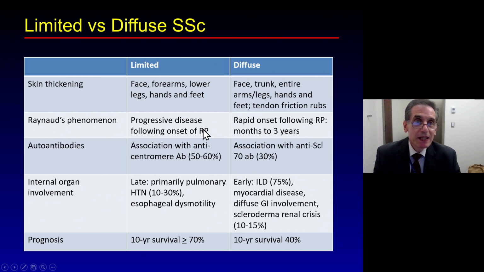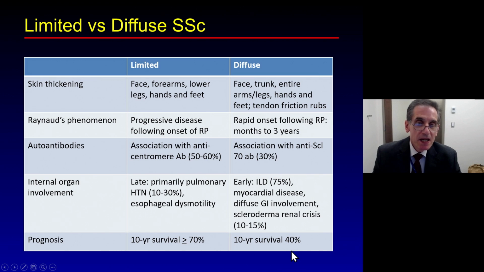Remember, the difference between limited and diffuse scleroderma is that the skin thickening is typically in limited disease in the face and the forearms and the lower legs, and in diffuse, it's in the face and trunk, and the entire arms and the entire legs. It's important to recognize that diffuse disease is more highly associated with lung disease, and limited disease is more associated with pulmonary hypertension. However, there is overlap between these two very important findings.